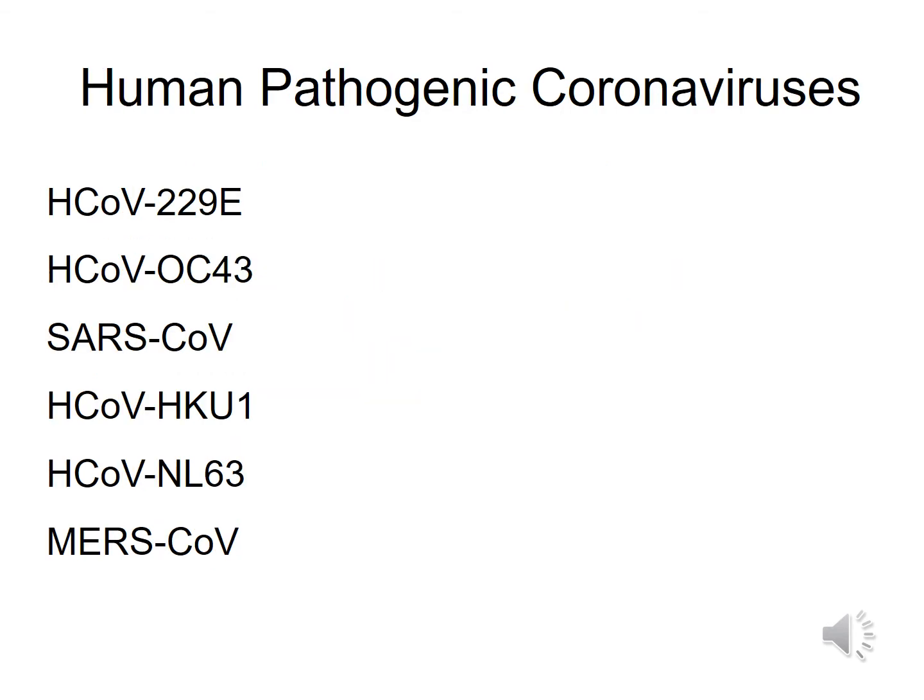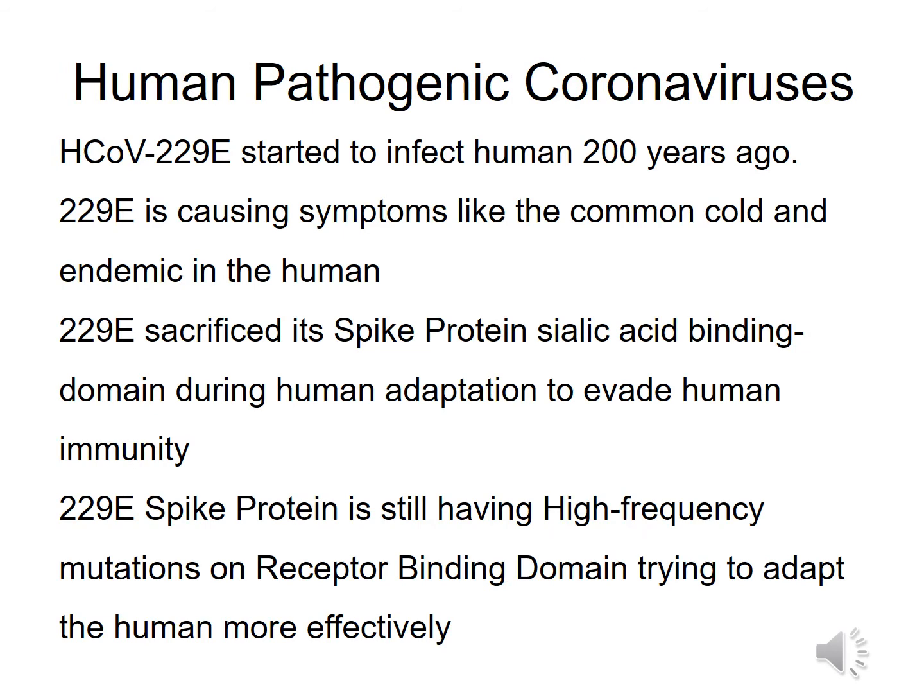So let's talk about the human pathogenic coronaviruses, or list them on one page. First, 229E, OC43, and then SARS coronavirus, the most genetically related to SARS-2, and HKU1, NL63, and Middle East respiratory syndrome coronavirus is the last one.